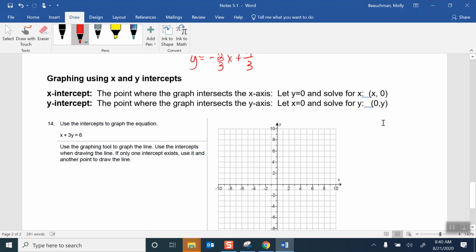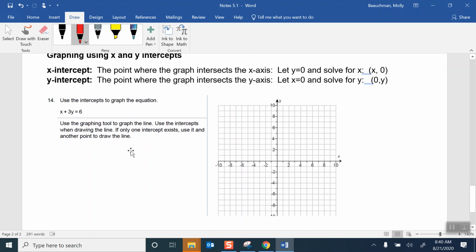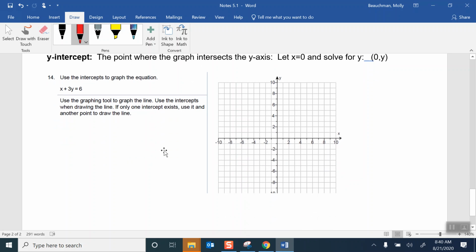Any 2 points make a line, and sometimes this method might be easier, because you might not need to solve for y. So our last example, use the intercepts to graph the equation. We have x plus 3y is equal to 6. So to find the x-intercept, I'm going to let y equal 0. So I get x plus 3 times 0 is equal to 6, which gives me x is equal to 6. So I have the coordinate (6, 0).